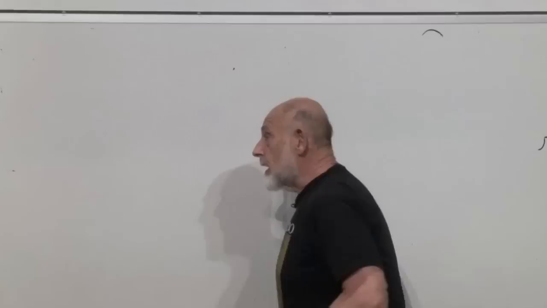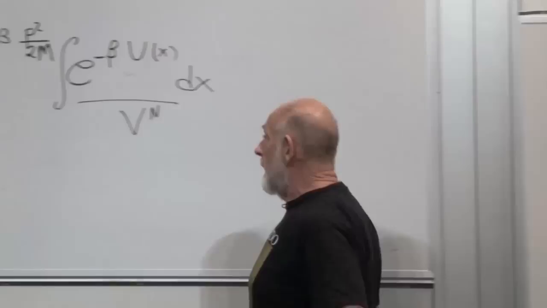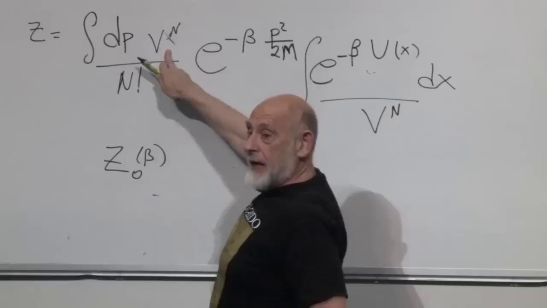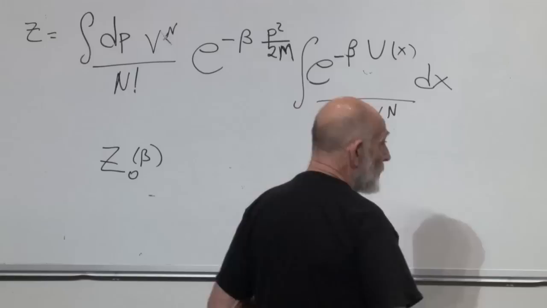And of course, I'm not telling you anything you wouldn't have done yourself if you had spent 15 minutes with it. You would have realized very quickly that the integral factorizes. One of the factors, if we put in the V to the N, would have been just the partition function of the ideal gas. And the other factor is the new thing that we want to calculate.